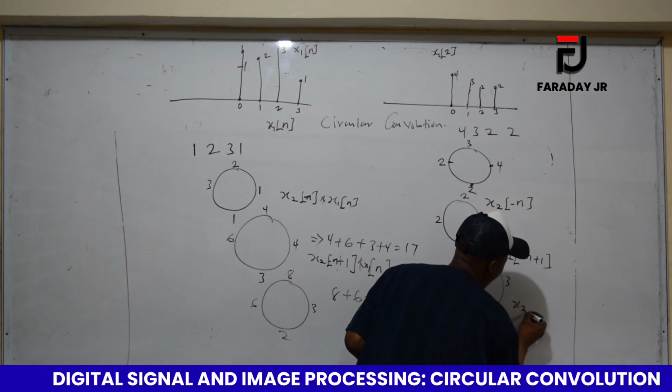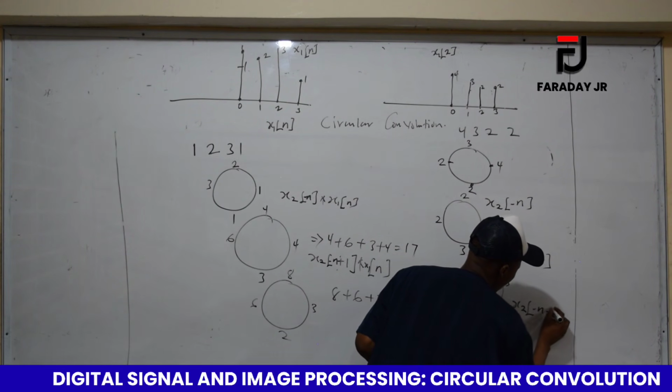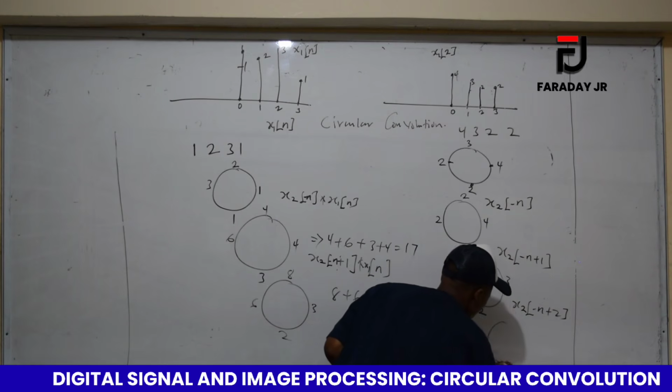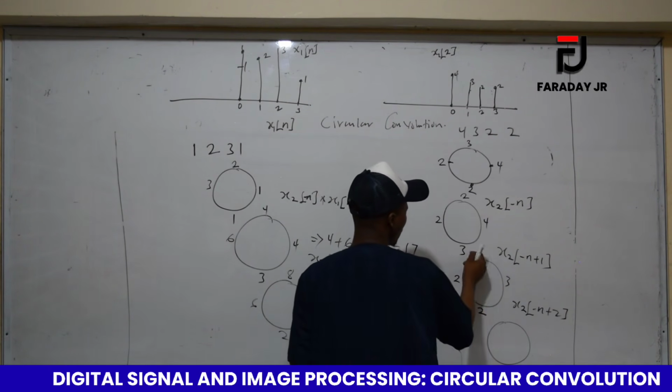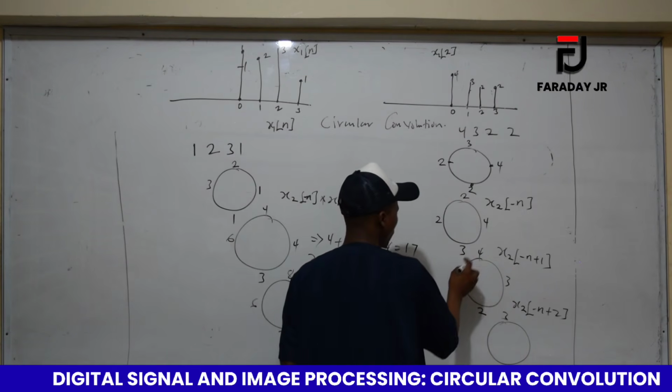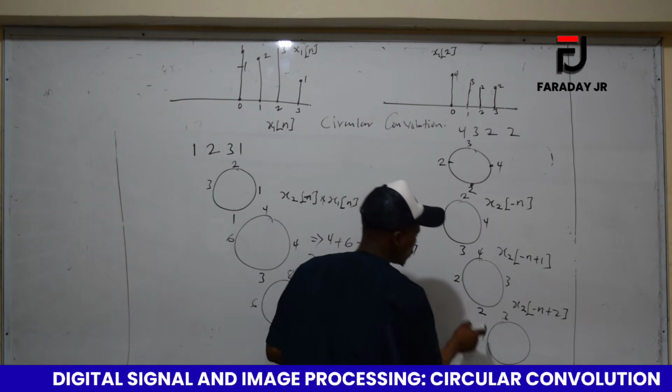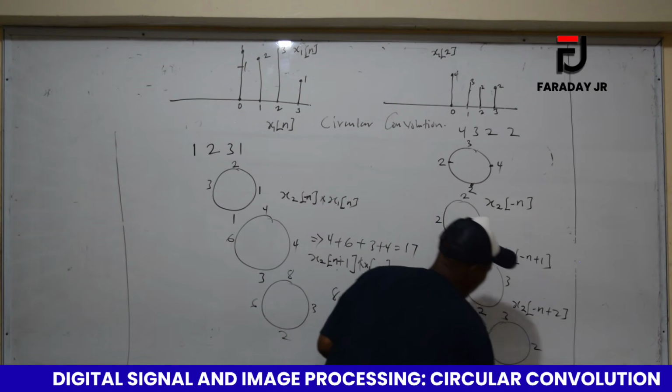We are now moving on to x2 of minus n plus 2. So we are going to flip it again. So we flip, we come back to our initial position. So 3 will come here, right? 4 will come here. And then 2 will come here. And then finally we get another 2 here.